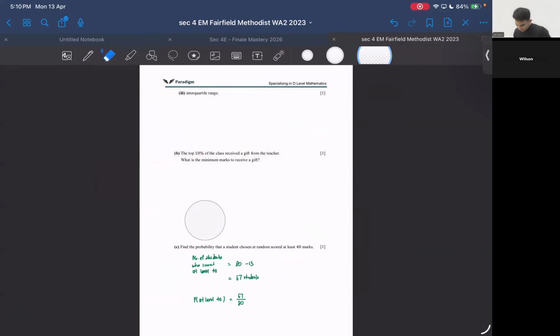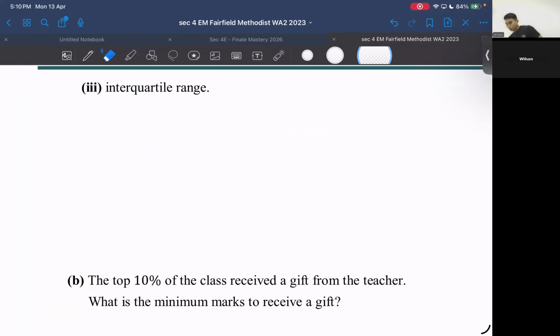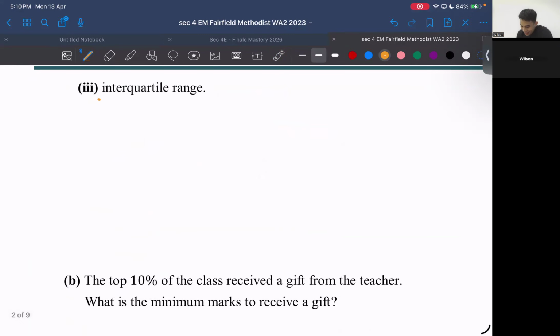Okay, next one over here. Let's take a look. I want to find out what's the interquartile range. Okay, so let's get Haoyang to help us. Haoyang, a few questions for you. What is interquartile range? What is IQR? Okay, the short form is IQR over here. What is IQR? Yes, upper quartile minus lower quartile. Okay, very good.